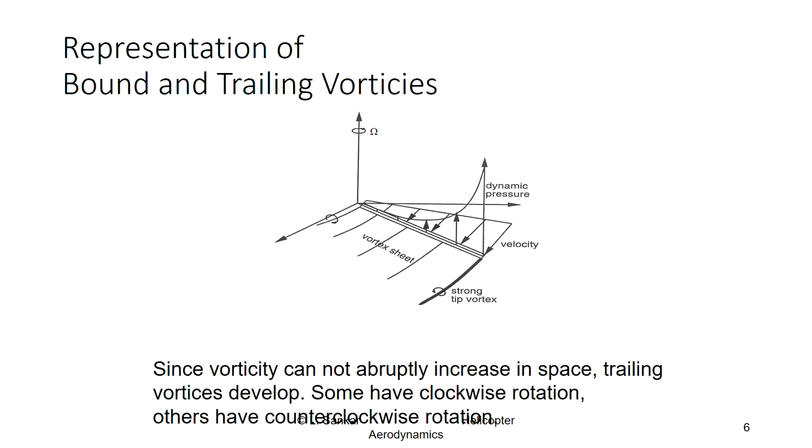So these are called the trailing vortices, or what's in the wake structure. Bound vortex is what's happening on the blade itself. Obviously, they are interconnected with each other.